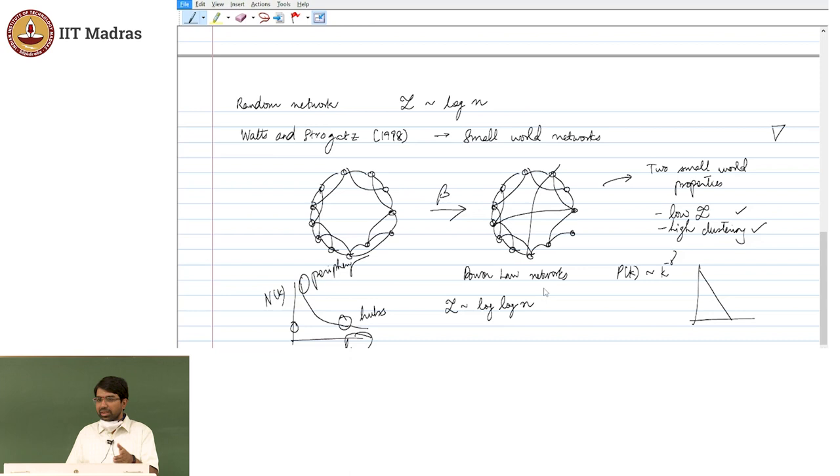Now, an important question for you. How do you think these networks perform with respect to failures? What is a failure? A node just breaks down. Or attack. Attack is somebody targets what is likely an important node in the network. So how does a power law network behave under failure or attack? Thoughts?